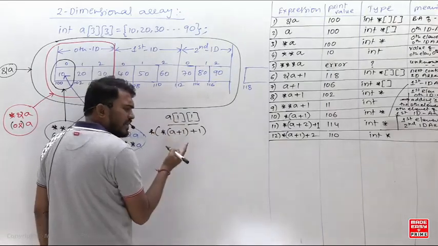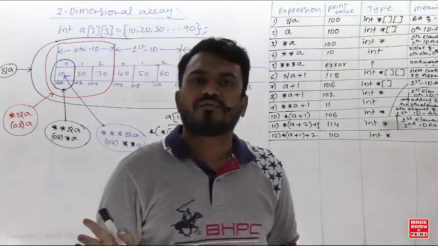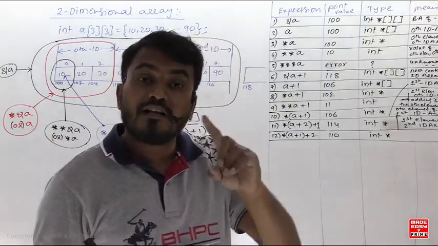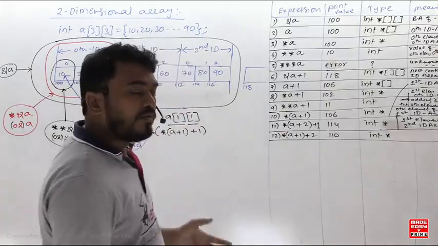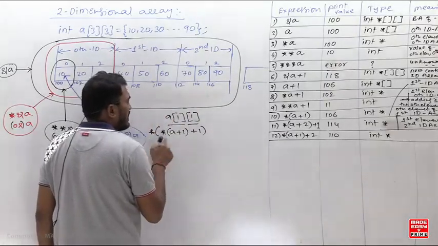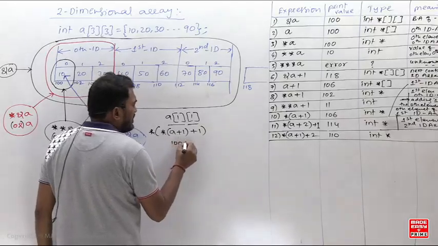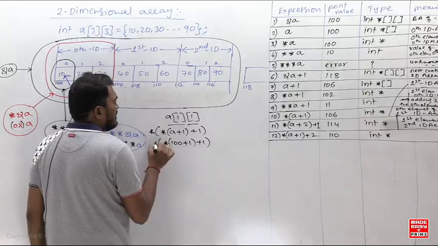A of 1 1 you are writing in your program. Remember, internally everything is a pointer only. So how will a of 1 1 be converted? It is a plus 1 whole star plus 1 whole star. Now a means what? 100. So 100 plus 1 whole star and again plus 1 whole star.